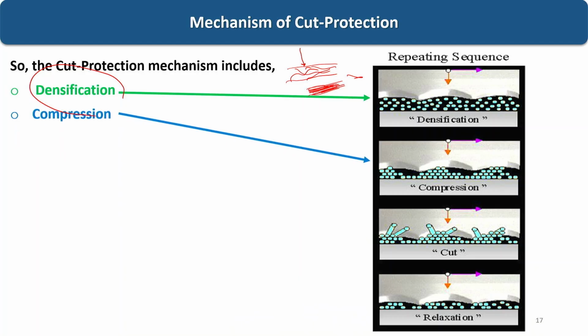Next, there will be compression, and this densification will come together. That means compression, here we are talking about the compression of the material which we need to cut. First is densification of the structure of the fabric like non-woven. Then the compressive force will come onto the fiber, and then due to compression there will be cut in the material.